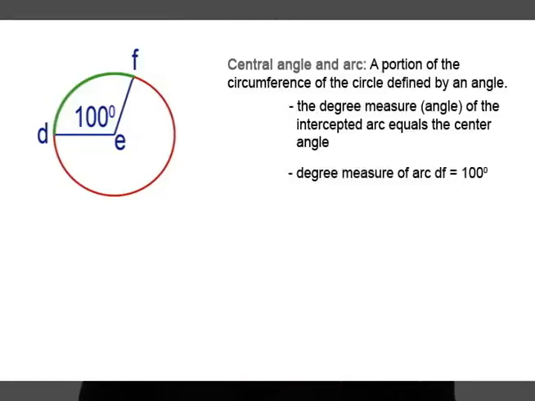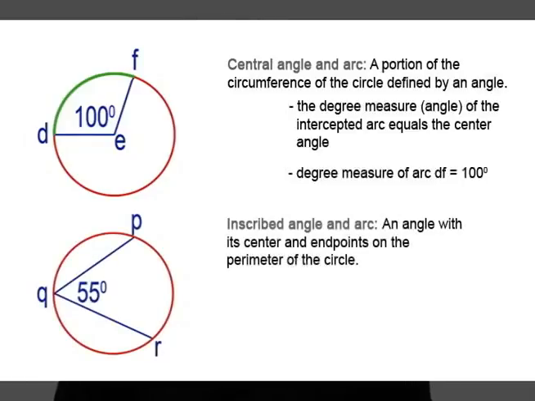So we can measure the arc in terms of degrees, and we know that it's equal to the center angle that creates that arc. Now we have an inscribed angle and arc: an angle with its vertex on the circumference of the circle, with its sides passing through the endpoints of the arc. The measure of the intercepted arc equals twice the inscribed angle.